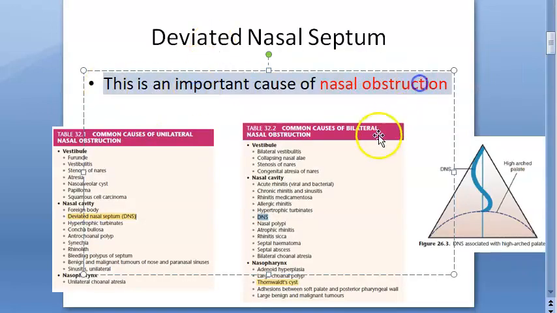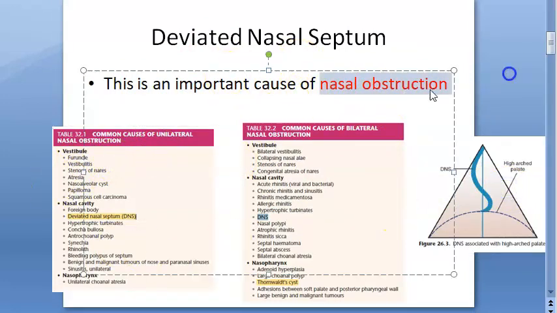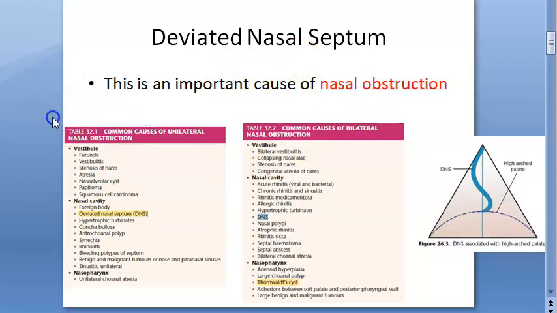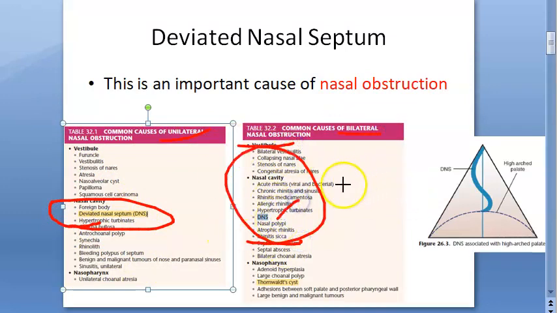So this is an important cause of nasal obstruction. The deviated nasal septum is what? An important cause of nasal obstruction. You can see it can cause unilateral nasal obstruction, where they have written here unilateral nasal obstruction. It can cause bilateral nasal obstruction also. So it can cause both obstructions, unilateral and bilateral.